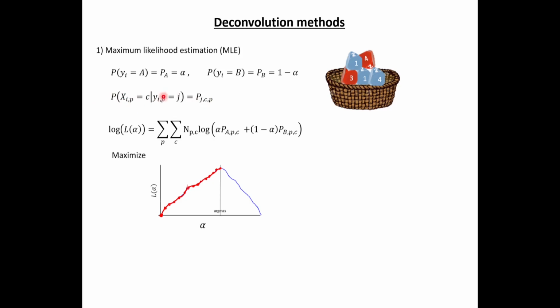This problem is much like the problem of dice in a basket, where the sample of origin is like the color, and the methylation combination is like the numbers on the dice. We want to estimate the mixing ratio by maximizing the likelihood function so that the observed data would be most probable. This is the log likelihood function of the problem, and since it is concave, we can find its maximum by using a simple gradient descent algorithm.